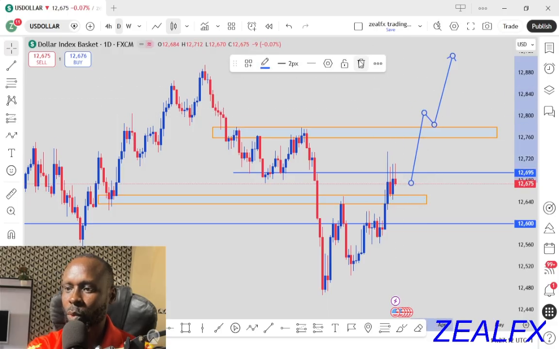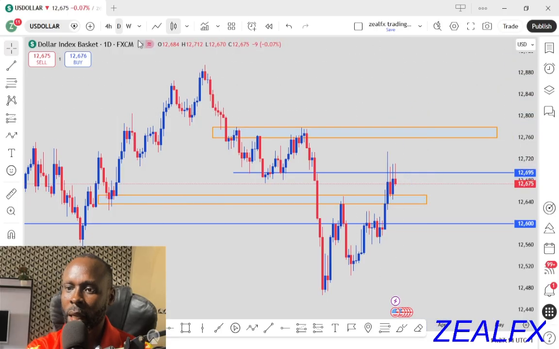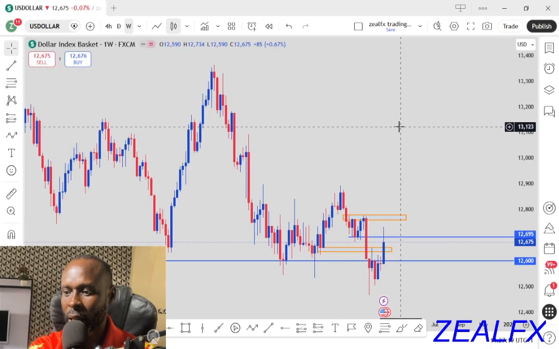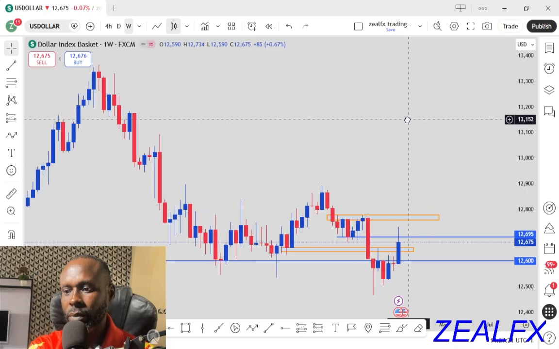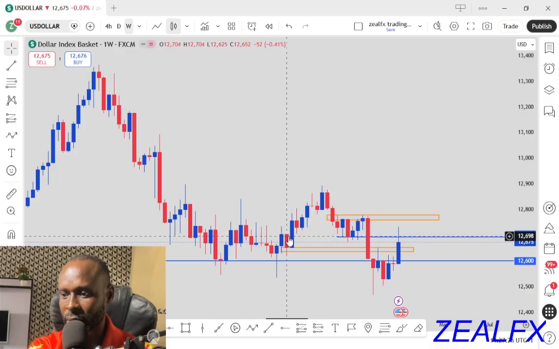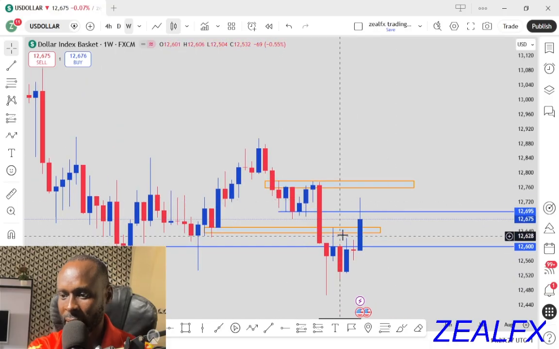So let's look at the weekly time frame of the dollar index. On my weekly time frame on the dollar index, you can see price closed on this resistance level, which price tested and converted this resistance into a support level.